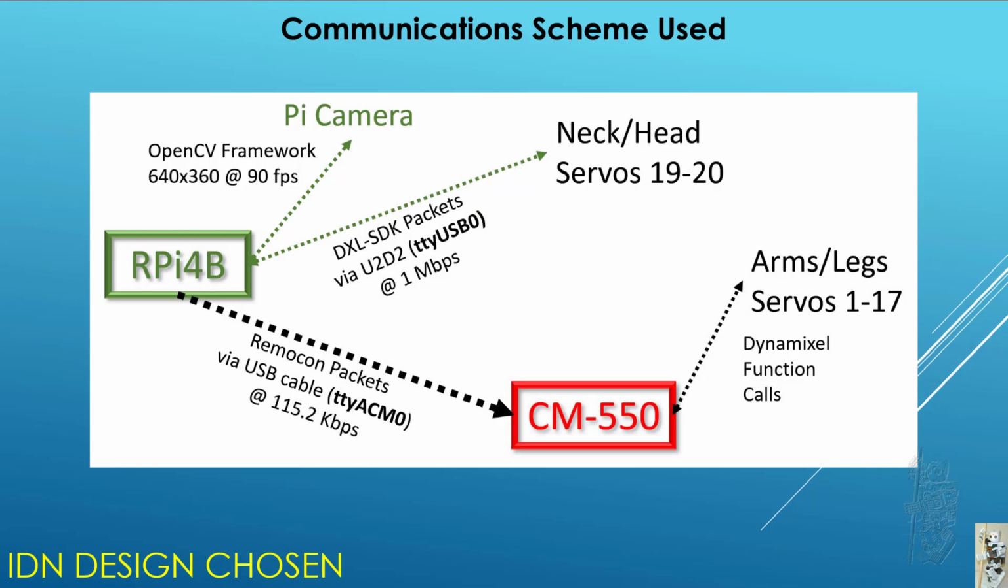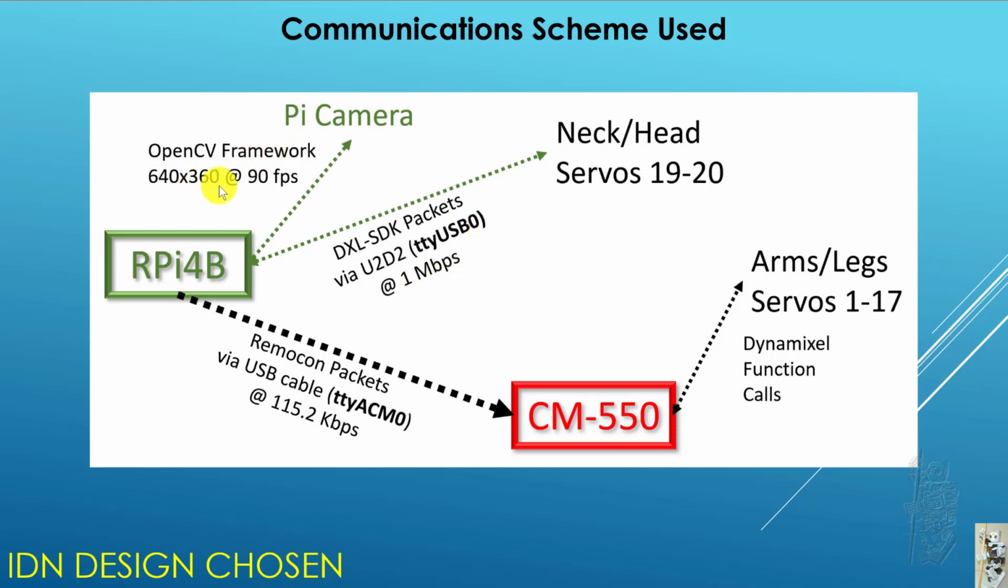Number 2, independent dynamic network design chosen. Same thing as a communication scheme. So the RPi4B will be controlling the neck and head servo, where the camera is attached to, so servo 19 and 20. It will control that through Dynamixel using U2D2, ttyUSB0, for the Pi camera at 1 megabit per second.